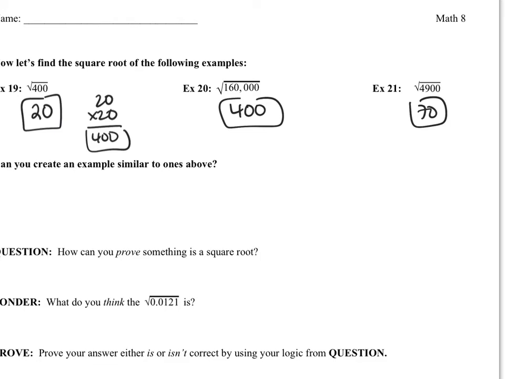So the square root of 160,000 is 400. What if you accidentally thought it was 800? Well, you could check that you were right by doing 800 times 800, and you would realize that 8 times 8 is actually 64, so it would give you the wrong answer. And then the square root of 4,900 is 70, and you can prove you're right by squaring 70.